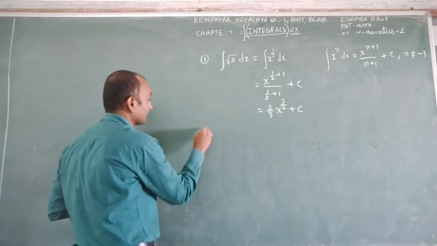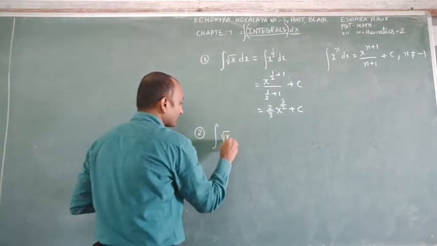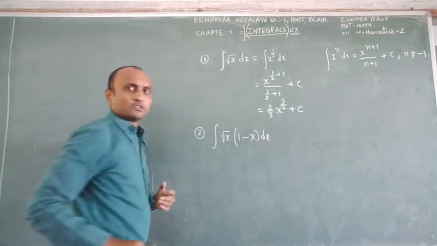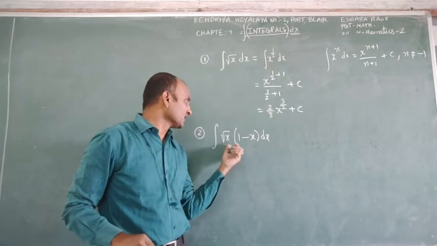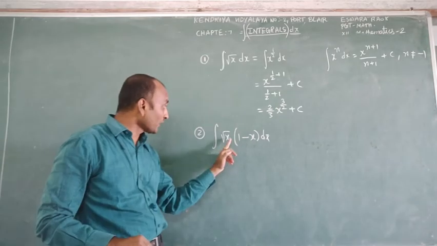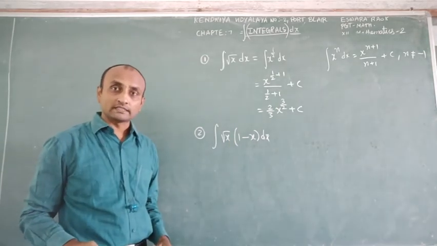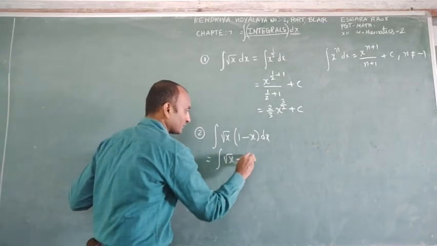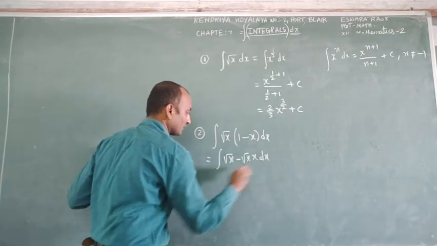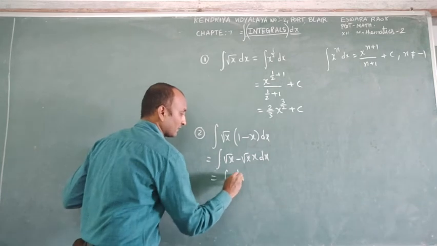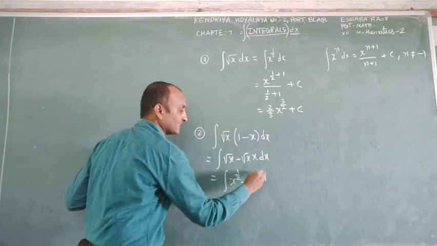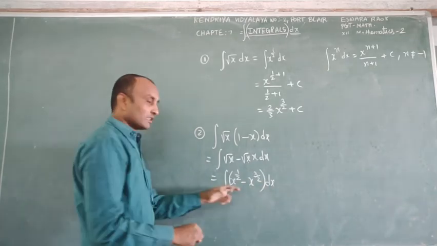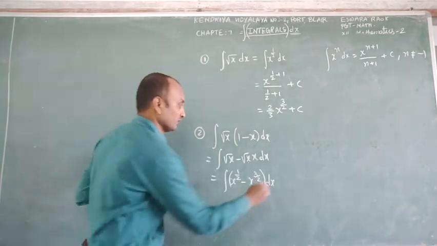If the question is like this, root x into 1 minus x into dx, you should not integrate root x, 1, and x separately, because the product is there in between. Notice that. Just write it as root x minus root x into x into dx. Root x is x power 1 by 2, minus root x into x is x power 3 by 2, into dx. After that you can integrate individually.